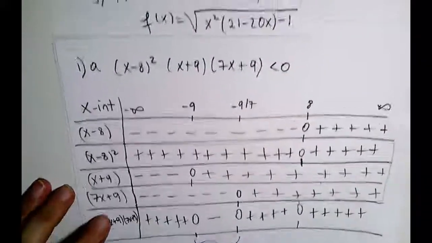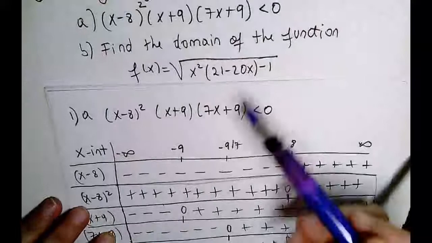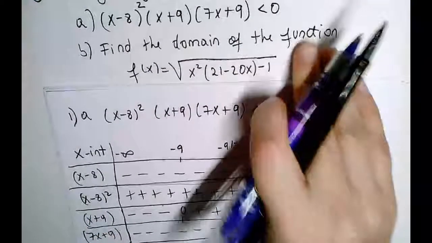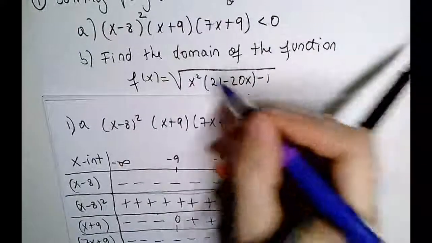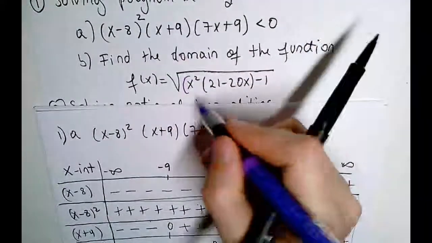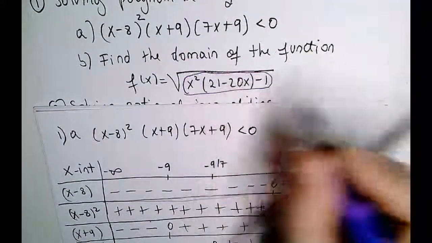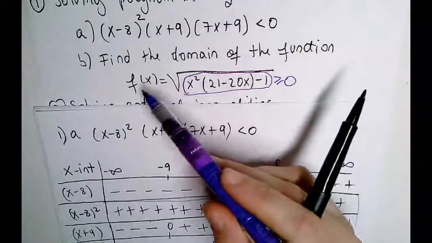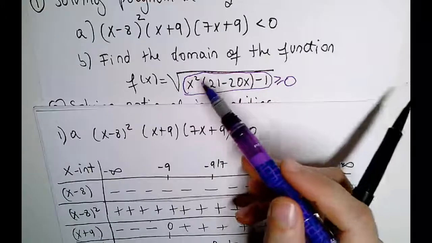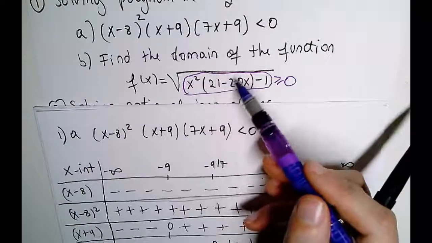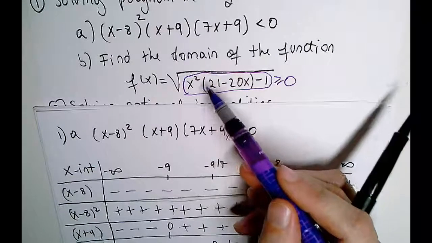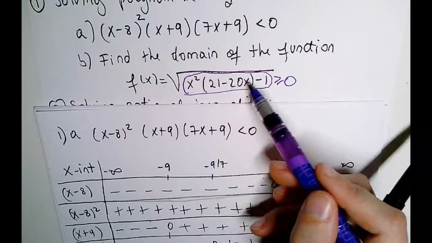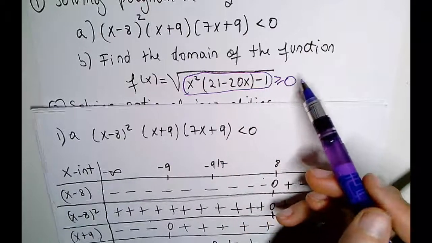These polynomial inequalities are going to be handy when we want to find domains of functions. So I know that, for example, if I want to find the domain of the function square root of this quantity, this quantity has to be greater than or equal to 0. So finding the domain of f comes down to finding the solution for the polynomial inequality x squared times (21 minus 20x) minus 1 greater than or equal to 0.